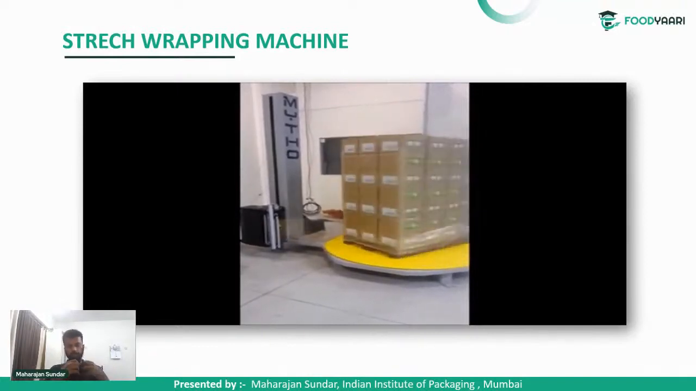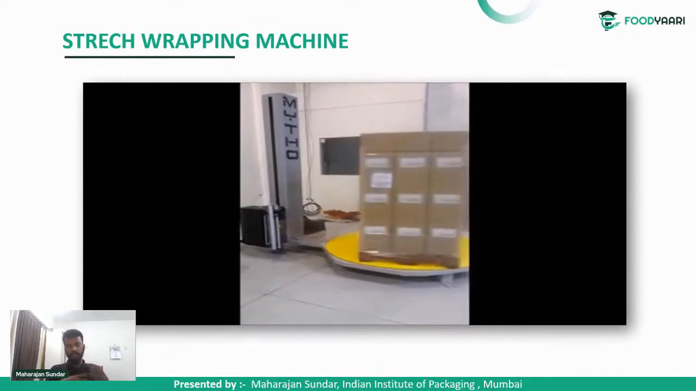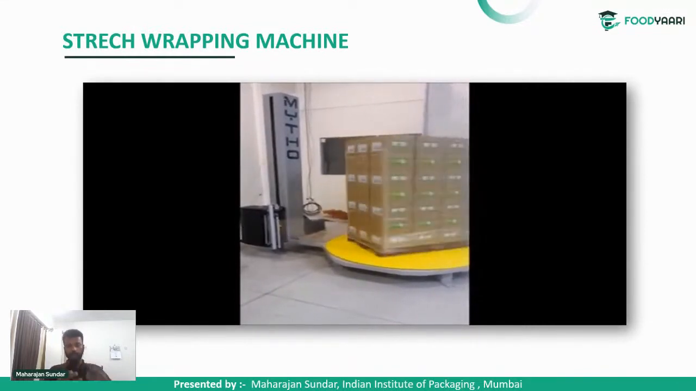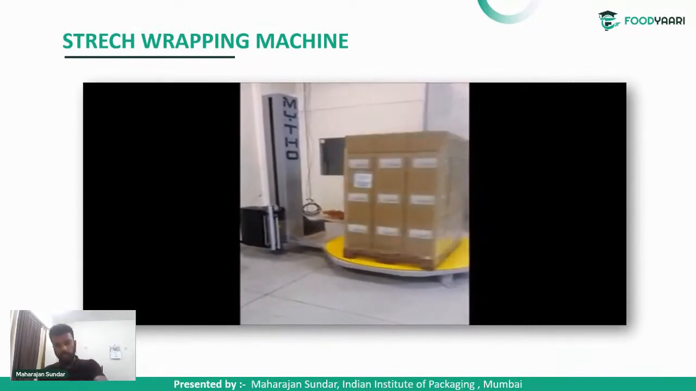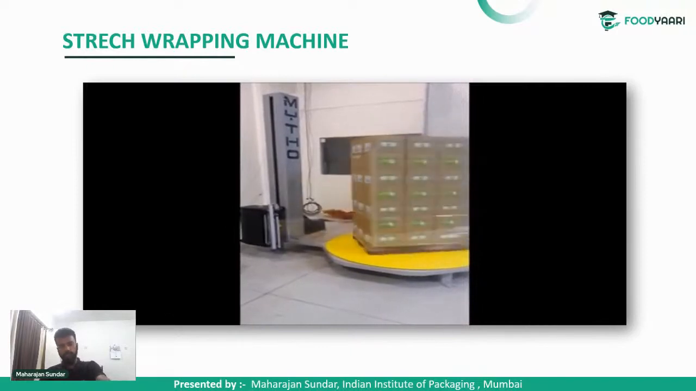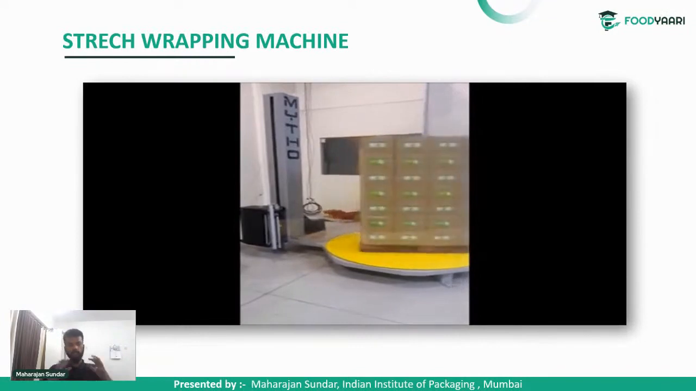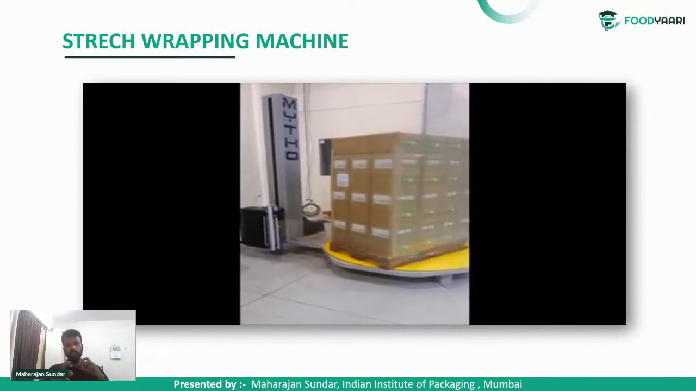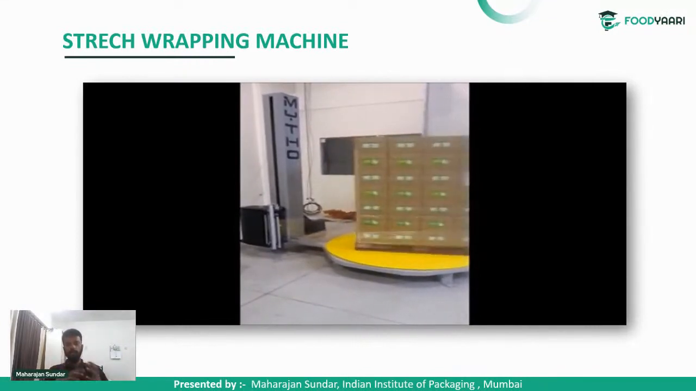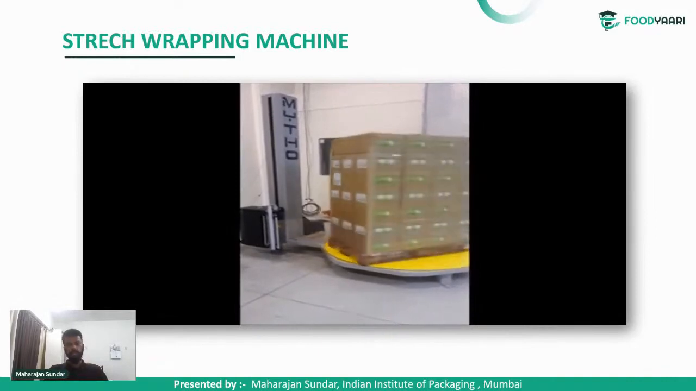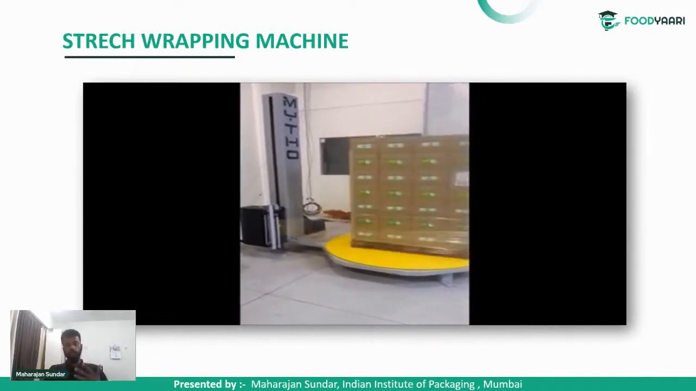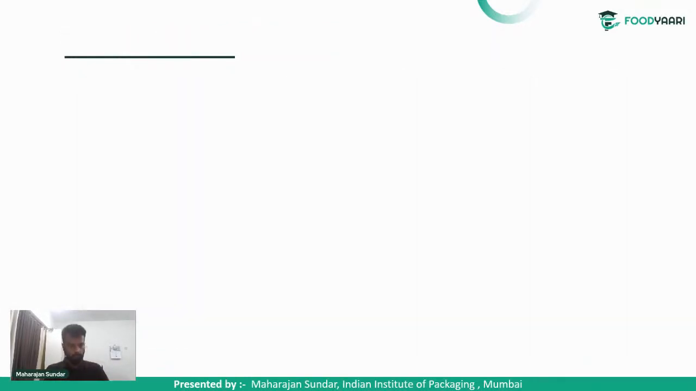To that extent, it will be rotated, and the machine has the capability to increase the height to fill till the top, so that the stretch wrapping machine protects all the containers invariably, irrespective of the position they are located in, whether bottom, middle or top.